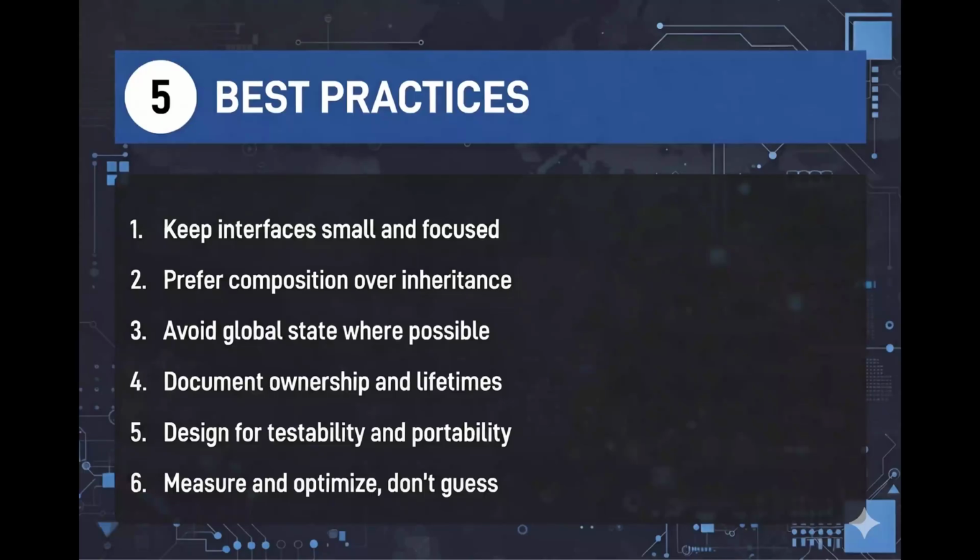To sum it up, embedded firmware should keep interfaces small, prefer composition, minimize global state, design for testability, separate interface from implementation, avoid hidden dependencies, optimize deterministically, and document ownership and lifetimes.